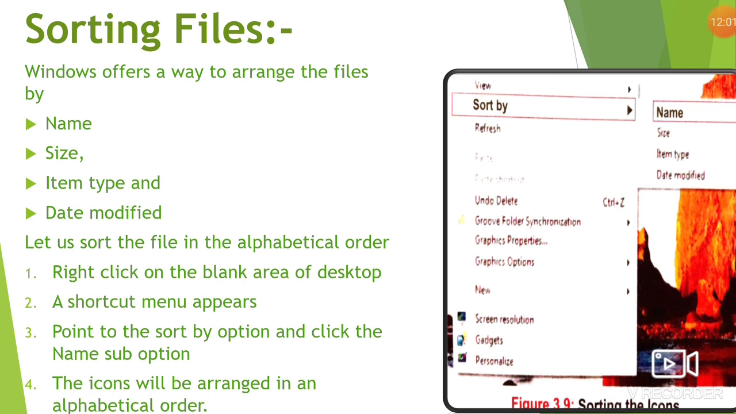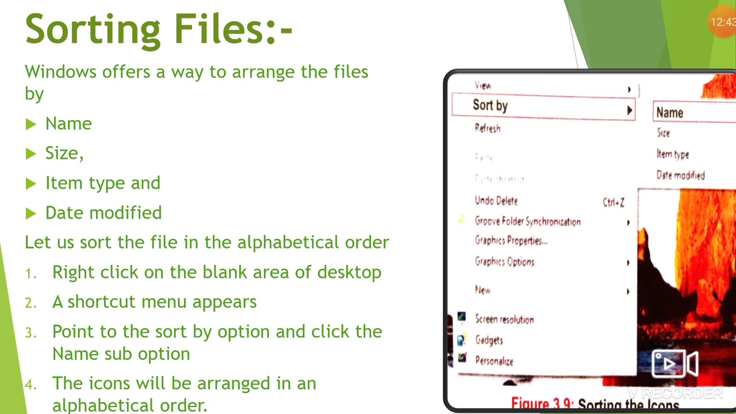Here is one example of how to arrange your files in alphabetical order. First, right click on the blank area of the desktop. Then a shortcut menu will appear, in which the Sort by option is there. When you click on Sort by, a sub-menu will appear with four options: name, size, item type and date modified. According to your requirement, select any one option. Here we are selecting the name option, and when you select it, the icons will be arranged in alphabetical order.